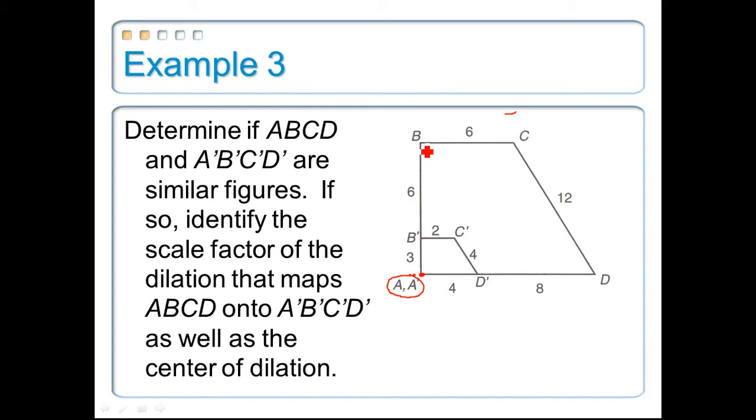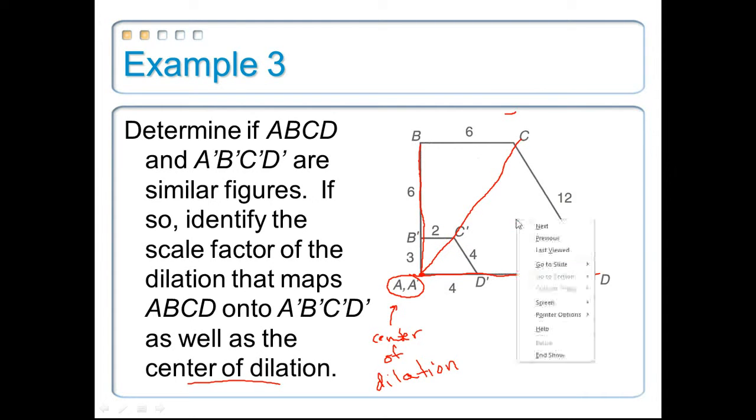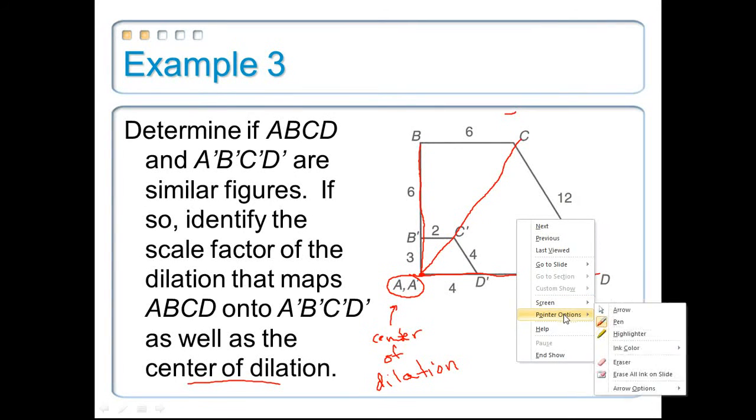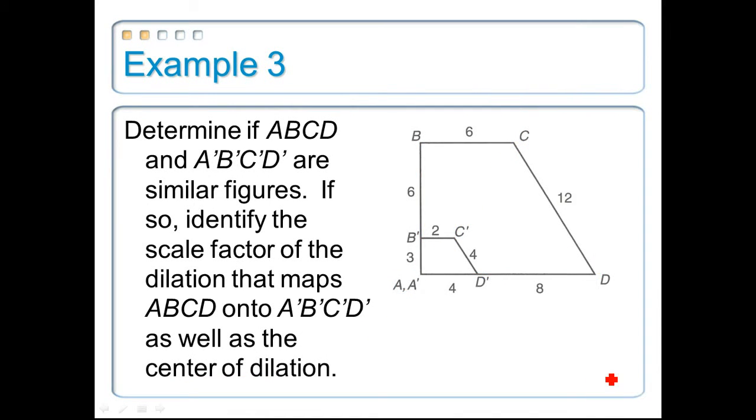So if I really wanted the center of the dilation, just draw the ray that connects the prime and the original, pre-image to image, and they all converge here. So there's your center of dilation. In fact, the last question is the easiest part to do. Now, we didn't really determine if they're similar, but they're going to be. So I'm going to erase this and go back and do some more work on it. The center was easy to find.